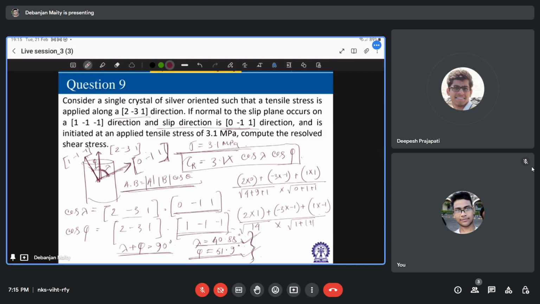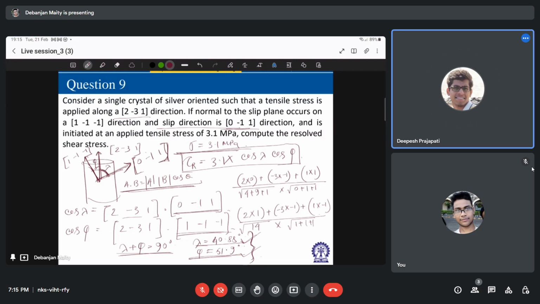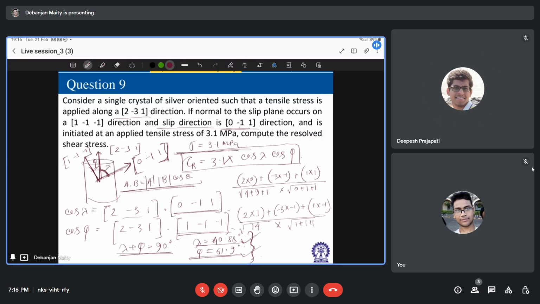Yes, it's not necessary. You have drawn all three vectors in the same plane, but they may not be in the same plane. The three vectors can be in different planes. Right. Good. Yeah, correct.